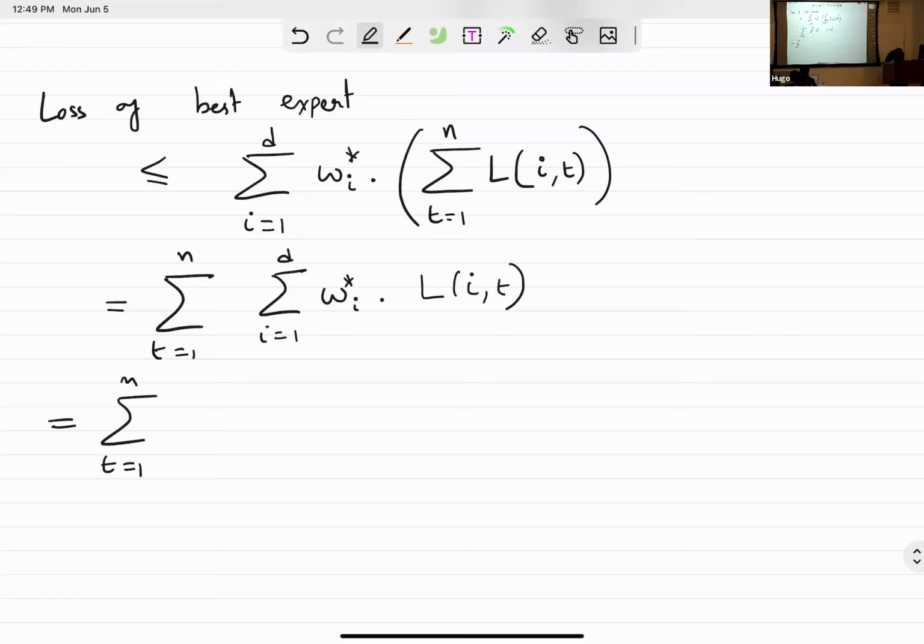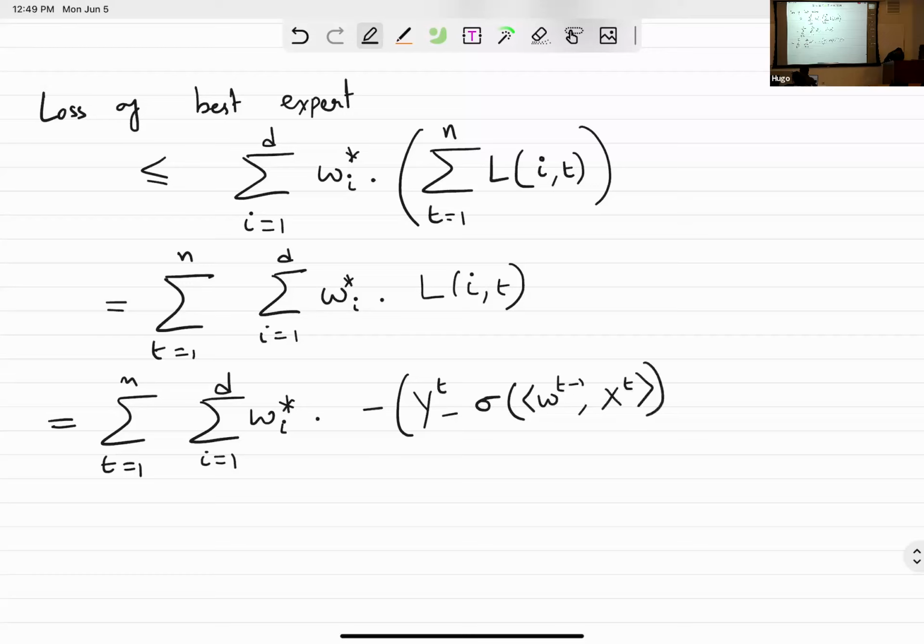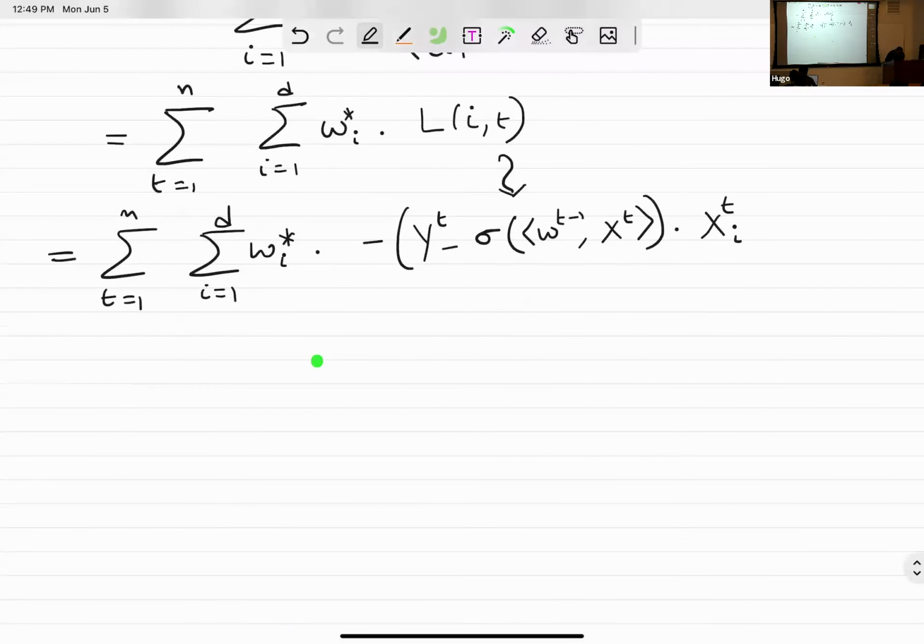Okay. And what is this L of i comma t? Once again, we had the closed form formula for it. I'm just substituting it. All right. So this is summation k equals 1 to n of yt, if there's a minus.